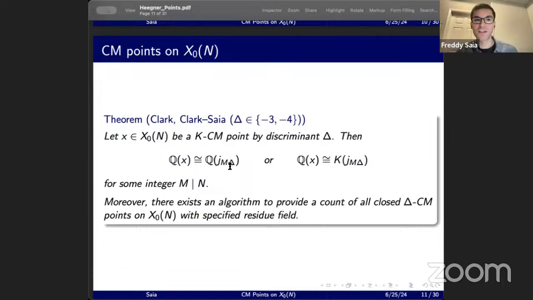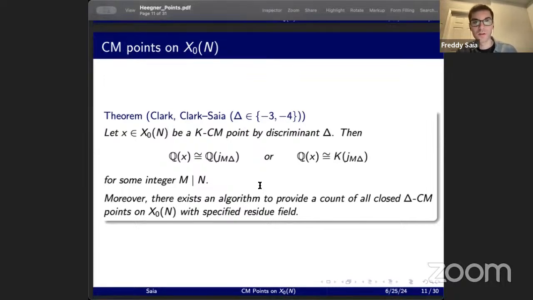And here is the part that is certainly new in this theorem. Moreover, there exists an algorithm to provide a count of all closed Δ CM points on this curve with each residue field. So if you range over all the possible residue fields that could occur, so all the divisors m of N, we can tell you the count of closed Δ CM points on X_0(N) with that residue field. And this is an implemented algorithm. You can find it on my GitHub.